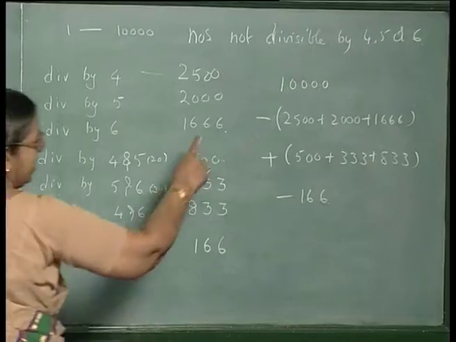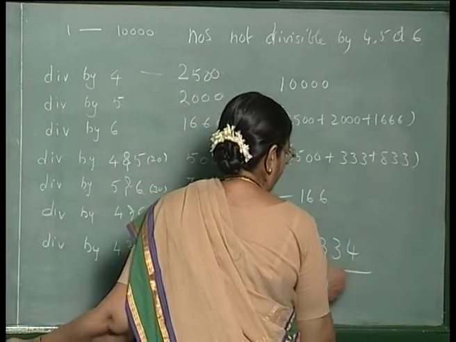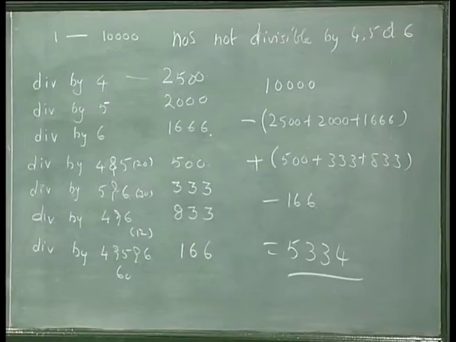If you simplify this, the answer you get is 5334. So, between 1 and 10,000, the numbers which are not divisible by 4 or 5 or 6 is equal to 5334. Let us consider one more problem.